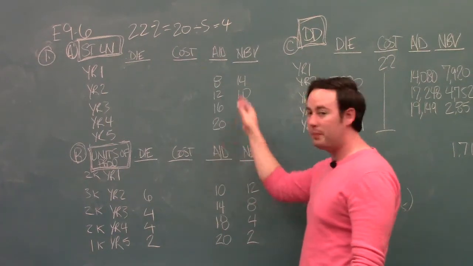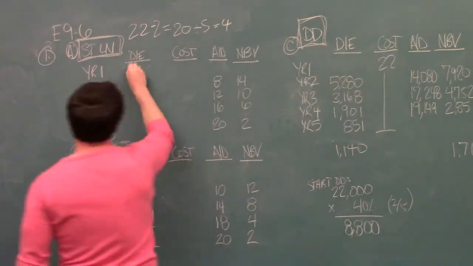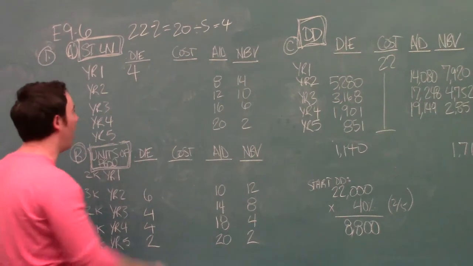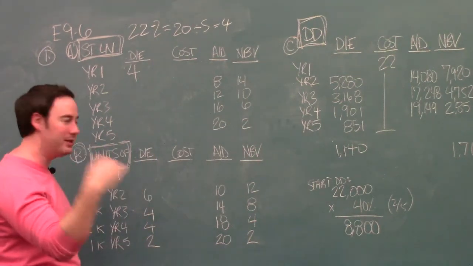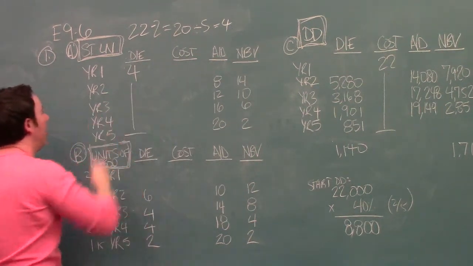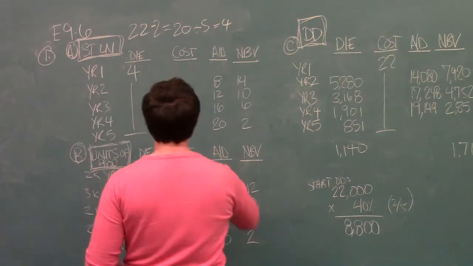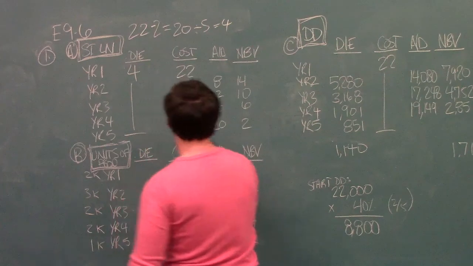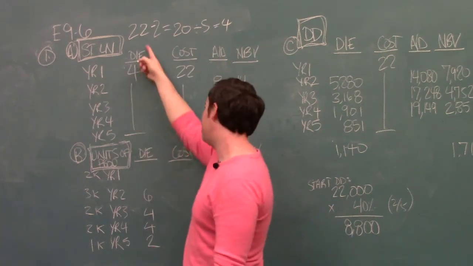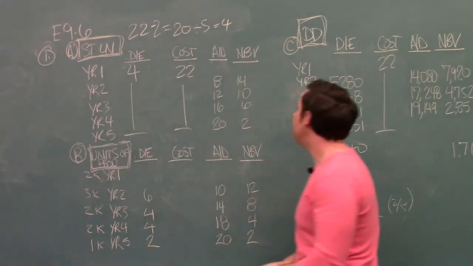So let's fill in our depreciation schedule. For depreciation expense, we're going to have 4,000 every single year. Why? Straight line is the same amount every single year, so we can just draw a line down here. It's going to be $4,000 every single period. Cost is $22,000, the original cost of the asset, the same every single period. Historical cost principle, $22,000 goes there.